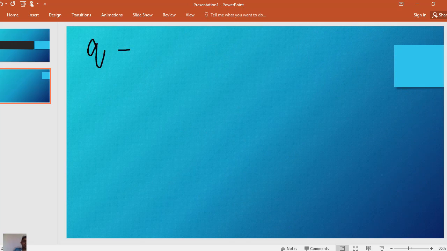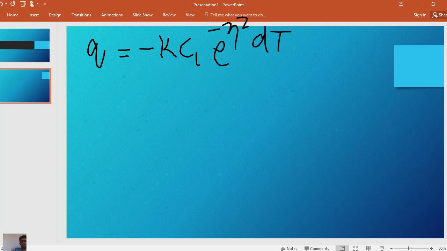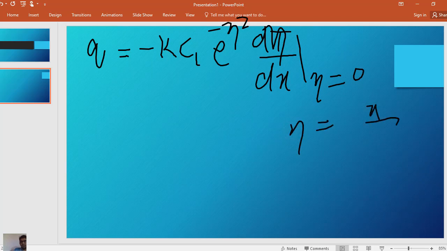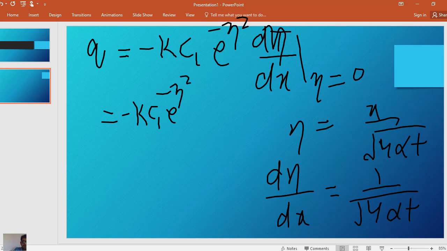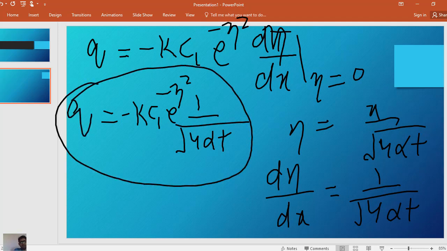So again, the heat transfer is minus k C1 e to the power minus η squared dη/dx at η equal to 0. Now we know that η is equal to x divided by the square root of 4 alpha time, and the derivative of the similarity variable with x is nothing but 1 divided by the square root of 4 alpha time. So we can write minus k C1 e to the power minus η squared times 1 divided by the square root of 4 alpha time. This is the heat flux. This is the final equation which gives us the relation between C1, heat and time.